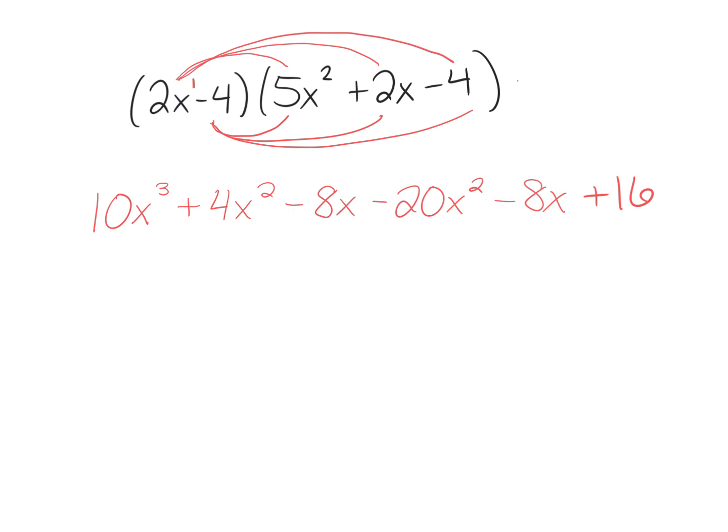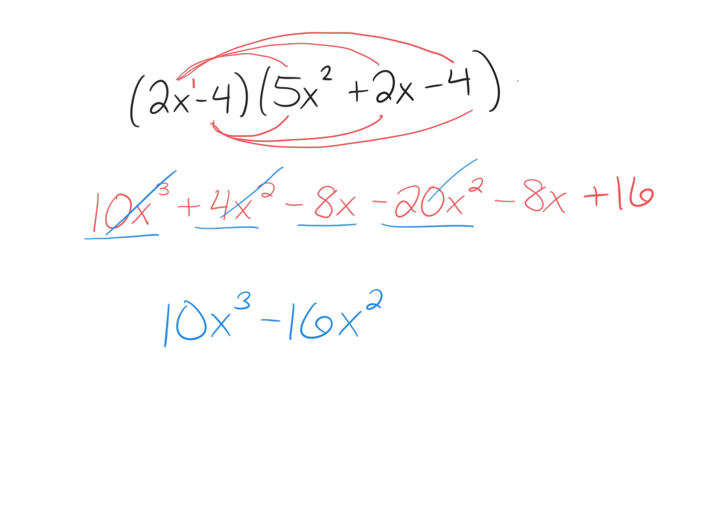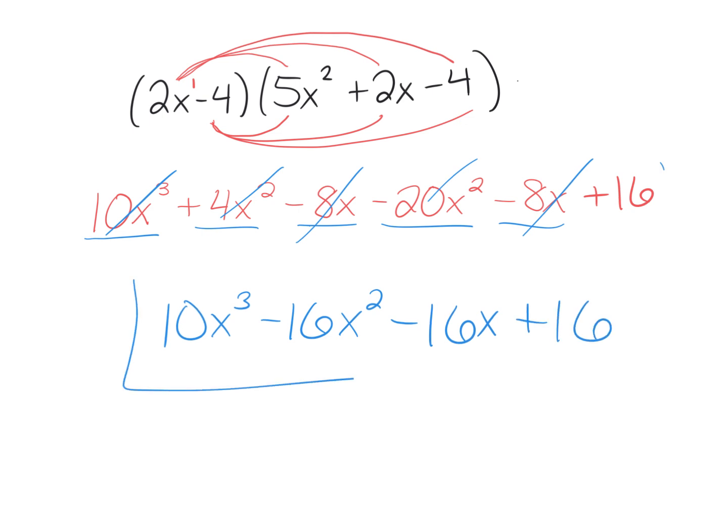What should I start with? The x to the third. Does it have a like term? No, so I just rewrite 10x to the third. Next, combine the squares: 4x squared minus 20x squared is negative 16x squared. Next, negative 8x minus 8x is negative 16x. And then what do I do with this plus 16? Put it on the end. Done? Yes. Good.